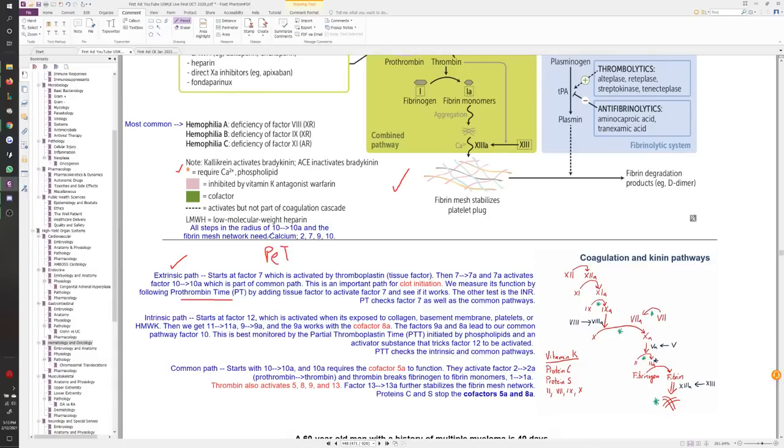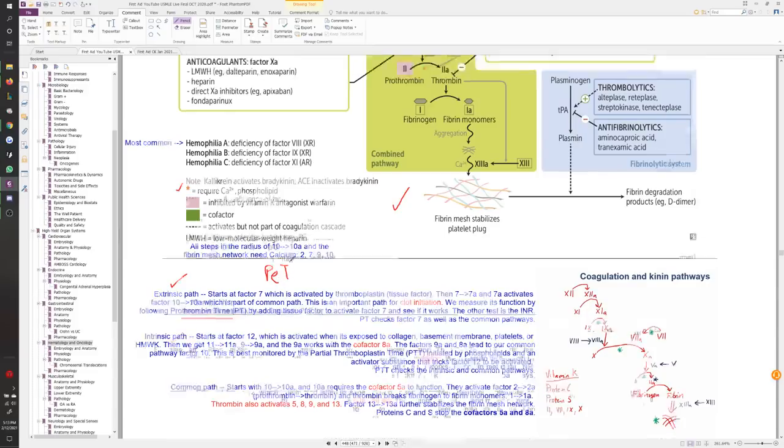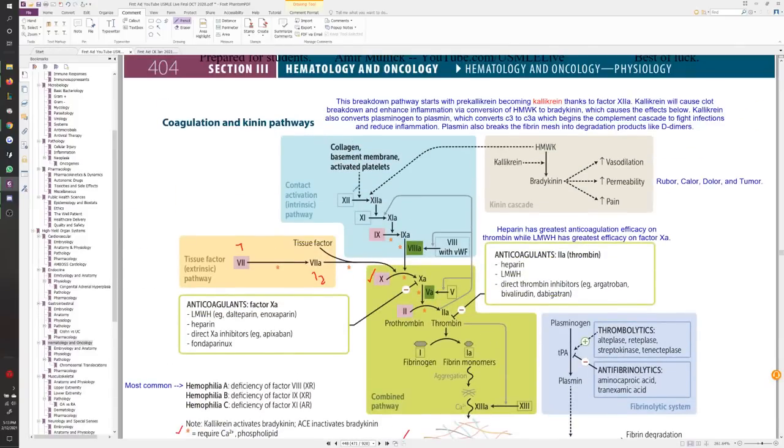Right? That's all it really is. PET. So E for extrinsic, PT. Okay. Then you have your intrinsics, this one right here, which is the contact activation pathway. So you have collagen, some basement membrane, or activated platelets. Any of those things can actually take factor 12 and activate it.